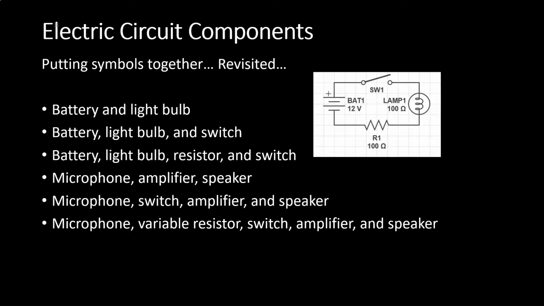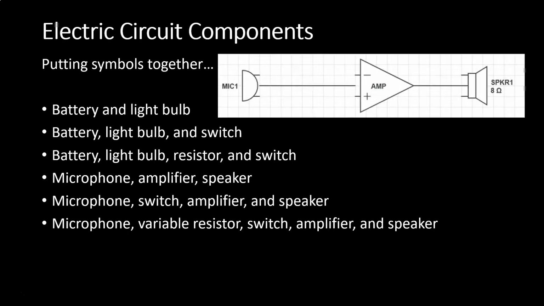This is typically called a schematic. And the next things we're going to look at for the microphone, amplifier, and speaker are also schematics, but they are more of a block diagram schematic. So in this case, we see the microphone on the left, the amplifier in the middle, and the speaker on the right. When you speak into the microphone or play music into the microphone, it's going to come out the speaker either louder or softer than it started, depending on the level of the amplifier itself.